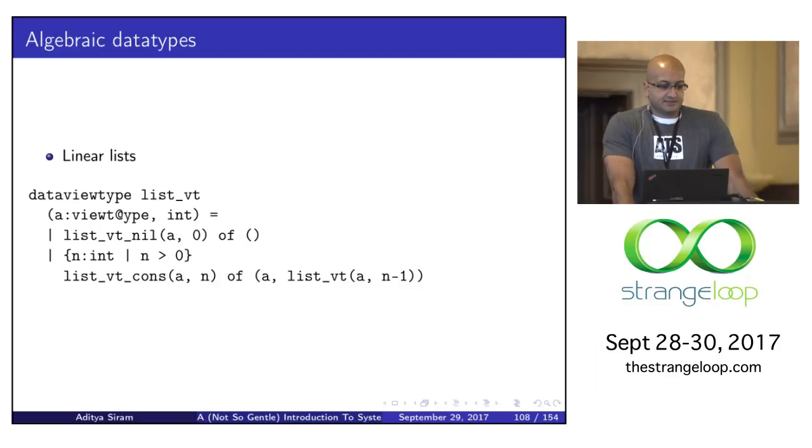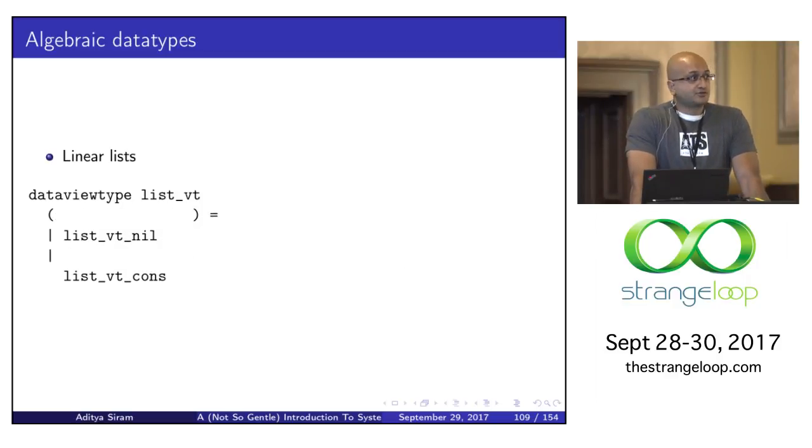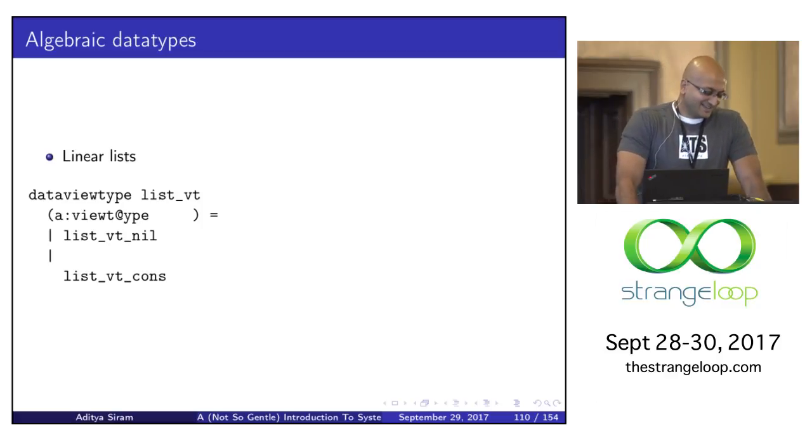So here is the algebraic data type of a list of view types, a list of linear resources. Cleaning some of this stuff up, this should look relatively familiar. So instead of datatype, I have dataviewtype, but I still have two constructors there, a nil constructor and a cons constructor, and the name of the data type, which is list_vt, which is going to be parameterized on a couple of things. One of which is a viewt@ype. I did not name this. It means a view type of unknown size, and an int.